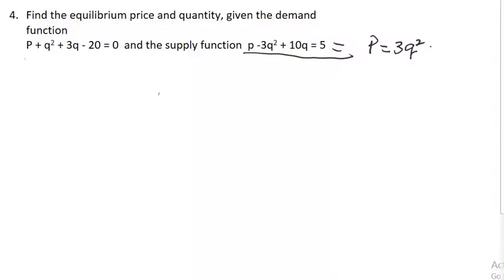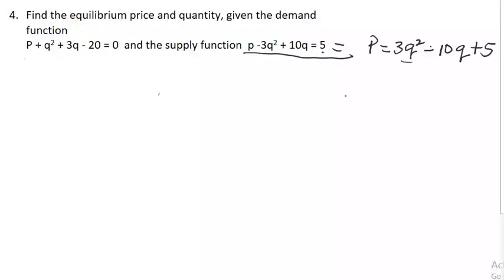Move plus 10q to the right. The plus will change to minus 10q. Remember, this 5 is already on the left hand side and is a positive number, so you have plus 5. So don't be confused. I made P the subject of the formula by moving minus 3q squared to the right hand side. The minus will go, 3q squared became a positive value, plus 10q as it crosses the equals sign will change to minus 10q. 5 is already there at the right hand side. I didn't touch it.